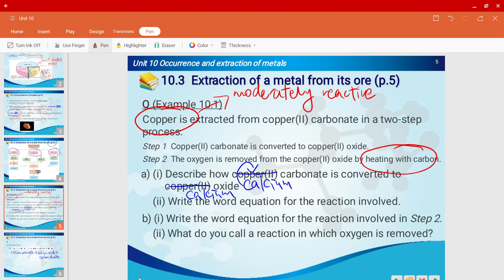Let's read question B now. Write the word equation for the reaction involved in step 2. So they're asking about the word equation, which you should be familiar with now. I told you to write it in your notebook. Remember, it's metal oxide first. The metal oxide in this case is copper 2 oxide plus carbon. Then I'm going to heat it up, and what do I get? I get the metal, which is copper. And what's the other product? Carbon dioxide.